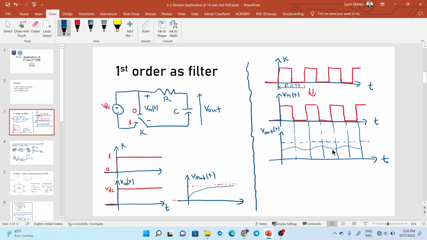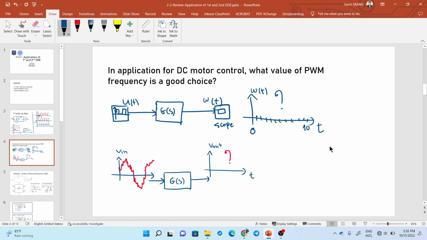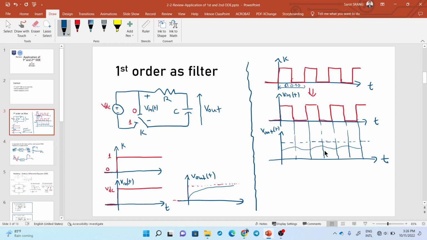So what is the application for this kind of system? So let's say you want to provide input voltage varying from 0 to VDC. You can just play around with the duty cycle of this one. So we're going to see in the simulation together. So yeah, this one is called duty cycle.